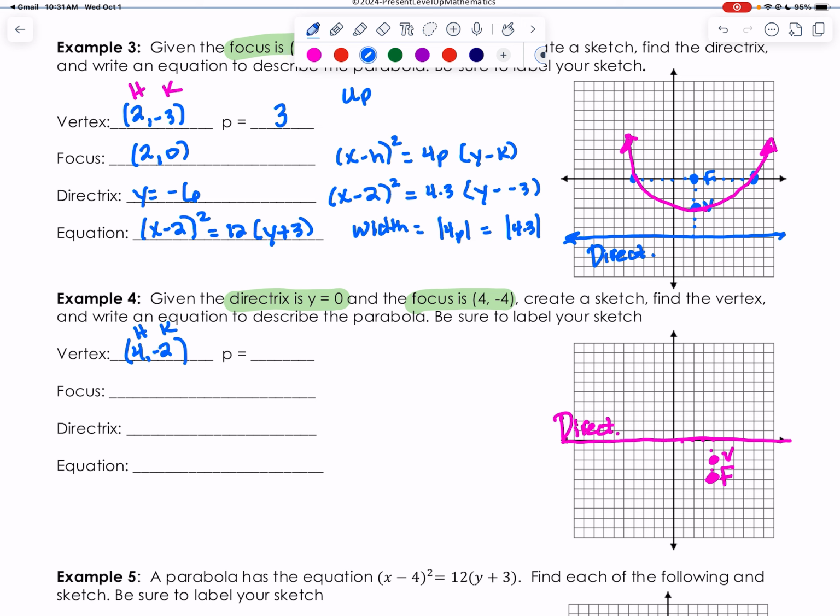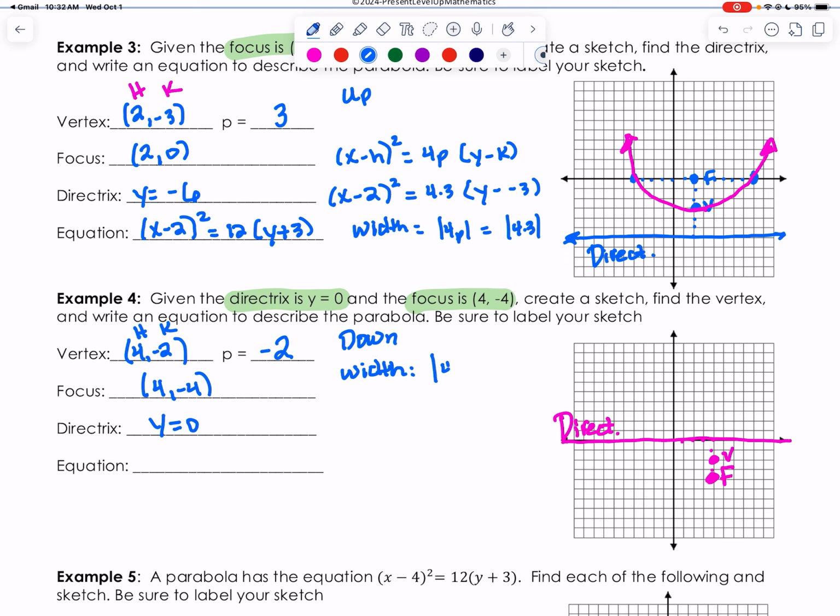Now, which way do you think the parabola will open? If you said the parabola opens down, you were correct, which means in this problem, my p value must be negative. So we're going to put -2 as our p value. All right, our focus point was given to us, so let me write that down, (4, -4). Our directrix was also given to us, y equals 0. The next thing we're going to do is find out how wide the parabola is. So what is the width of our parabola?